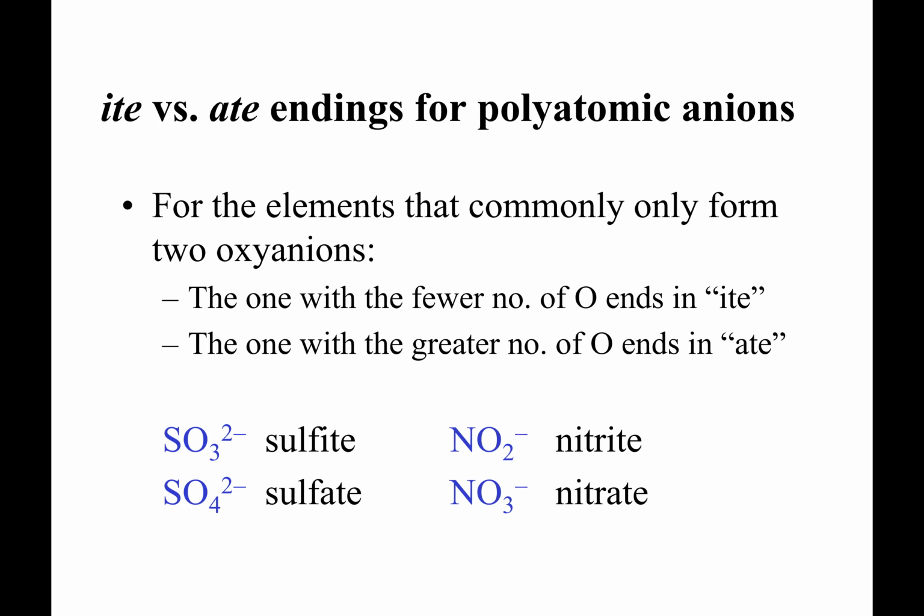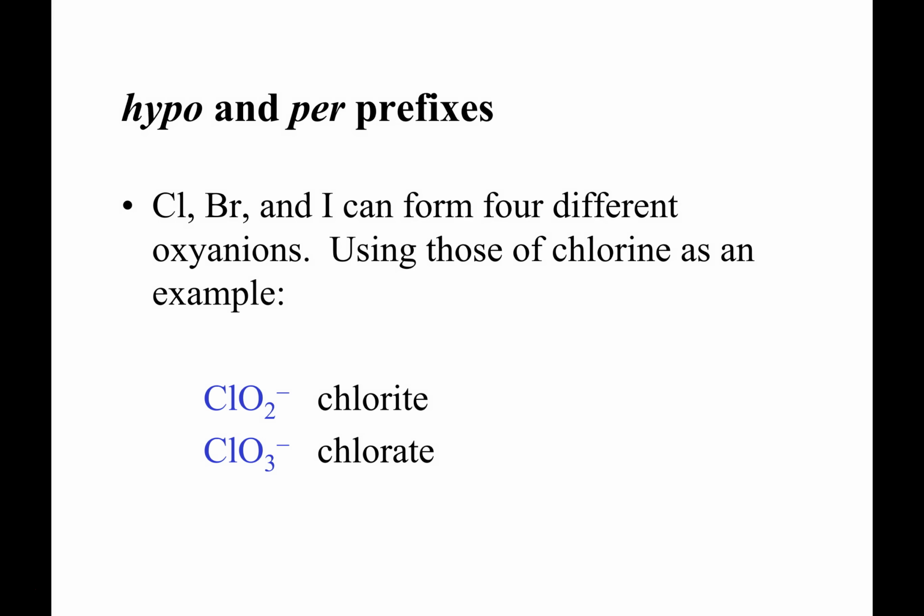But then if we look at nitrogen, nitrogen has two options too. But they differ. You can see what I'm saying. It doesn't have 3 and 4 oxygens, it has 2 and 3, and it goes with the pattern. One with the fewer oxygens, nitrite, one with the greater oxygens, nitrate. But one thing it has going for it is both oxyanions have the same charge. So for instance, the sulfite and sulfate both -2, nitrate and nitrite both -1. So yeah, just gotta memorize it.